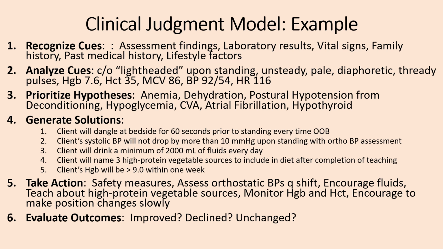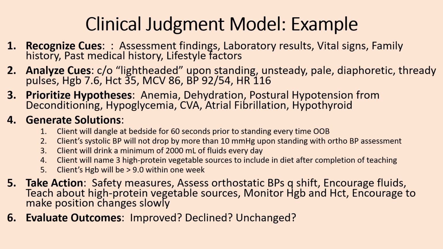Number 3, the client will drink at least a minimum of 2,000 milliliters every day to keep her fluid volume up. Number 4, the client will name at least 3 high-protein vegetable sources since she's a diabetic to include in her diet after we teach her about high-protein sources in vegetables. And number 5, the client's hemoglobin will climb up to at least 9.0 within 1 week after doing all these interventions.